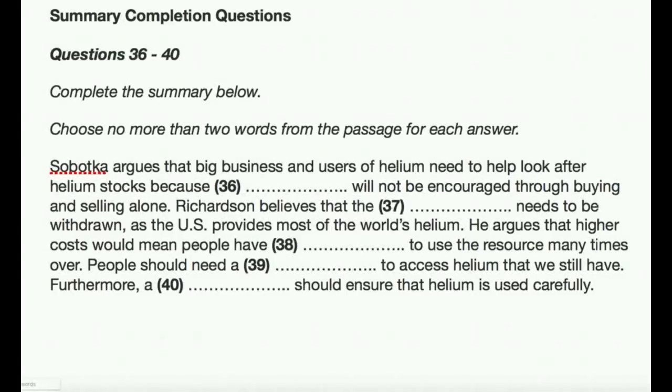And another important point you should remember is you must always read the questions very carefully to make sure you know how many words you can use to put in the gaps. So in this one, you can see the instructions say choose no more than 2 words from the passage for each answer. So that means each answer could be 1 or 2 words.